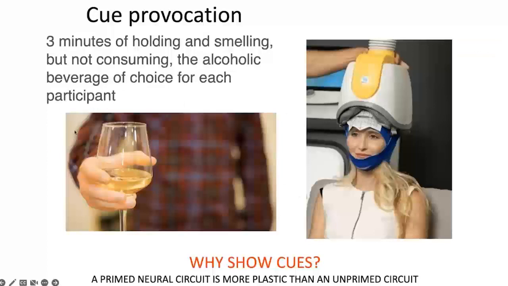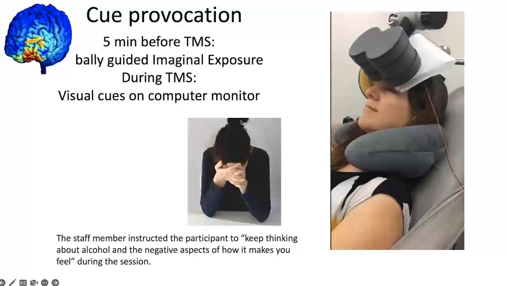In one case, they used 3 minutes of holding and smelling the beverage, but not actually consuming it. So the person has the beer or the glass of wine right there in their hand while they're receiving the TMS. And in the other case, in our case, we had people actually think about when was the last time you were drinking. And our prime was keep thinking about alcohol and negative aspects of how it makes you feel.